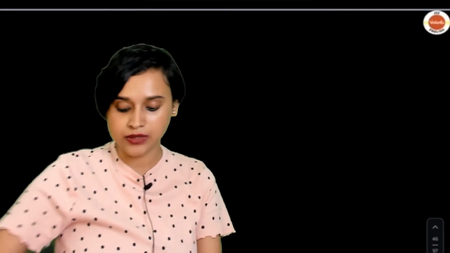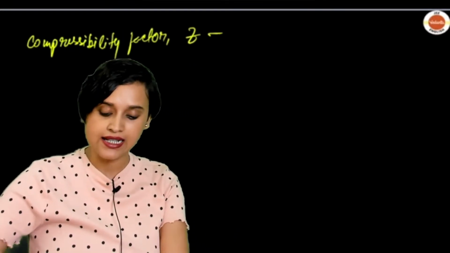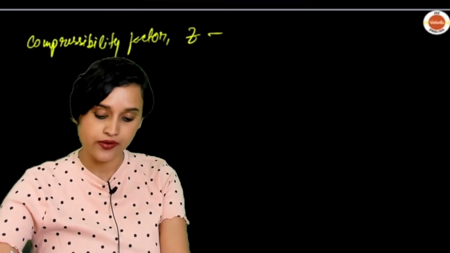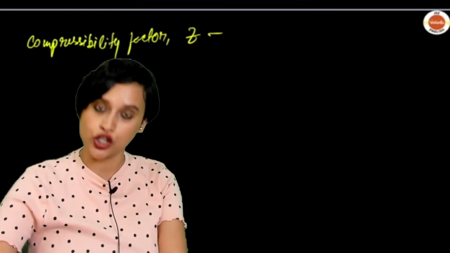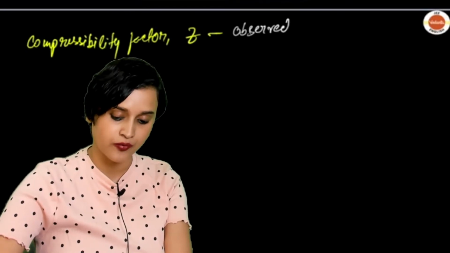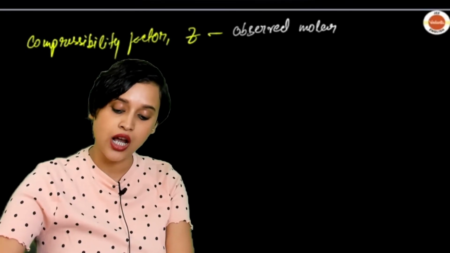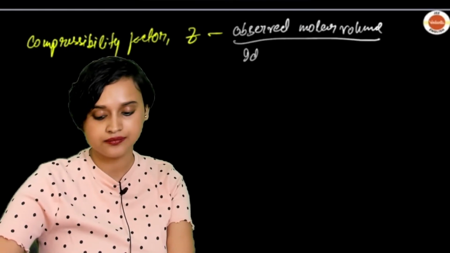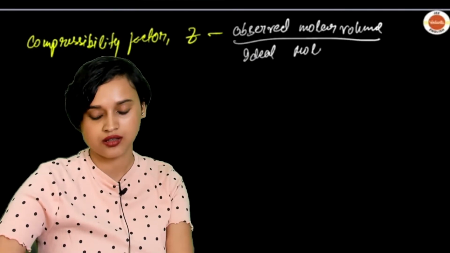Now we have to study something about compressibility factor. What is this compressibility factor, everybody? The compressibility factor is actually denoted by Z. And that is observed molar volume divided by ideal molar volume.